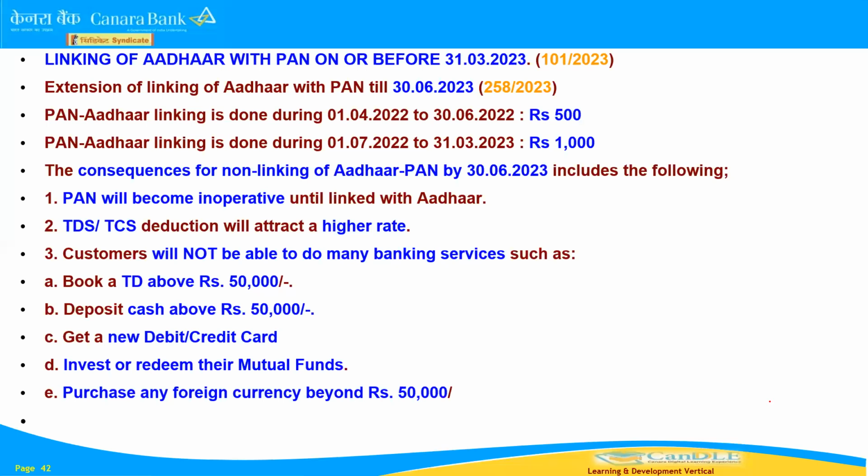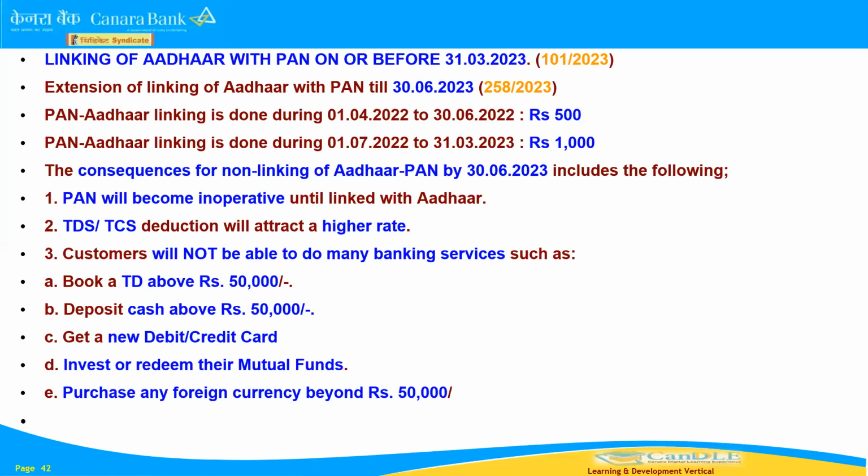Now, link Aadhaar with PAN number on or before 31st March 2023. See these guidelines. Earlier also it was there. There is a penalty also. Already you people might have done it, I feel, being bankers. Your Aadhaar card should be linked with your PAN card. These dates have been extended up to 30th June 2023. But the bank said if not done, 1st April to 30th June, 500 is the penalty. Done during July to 31st March, 1000 is the penalty.